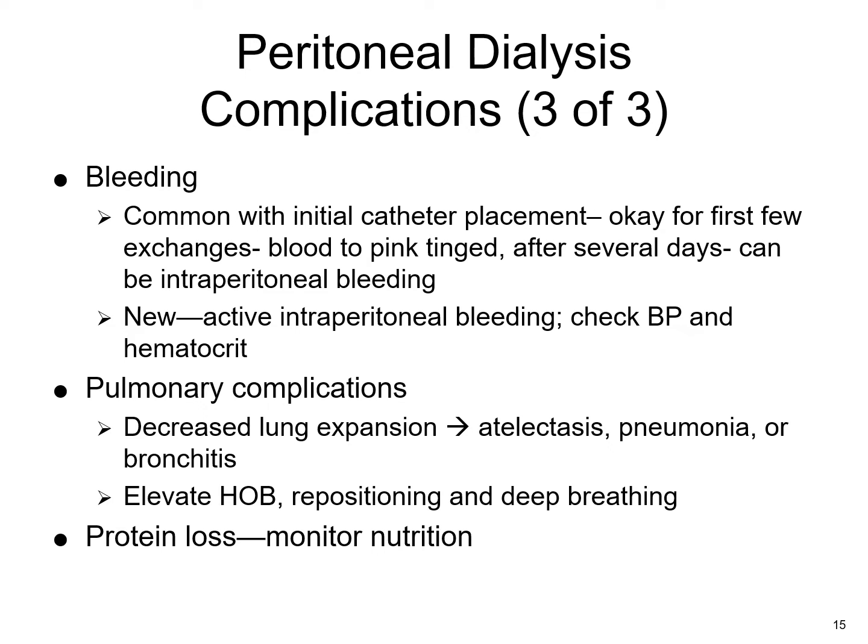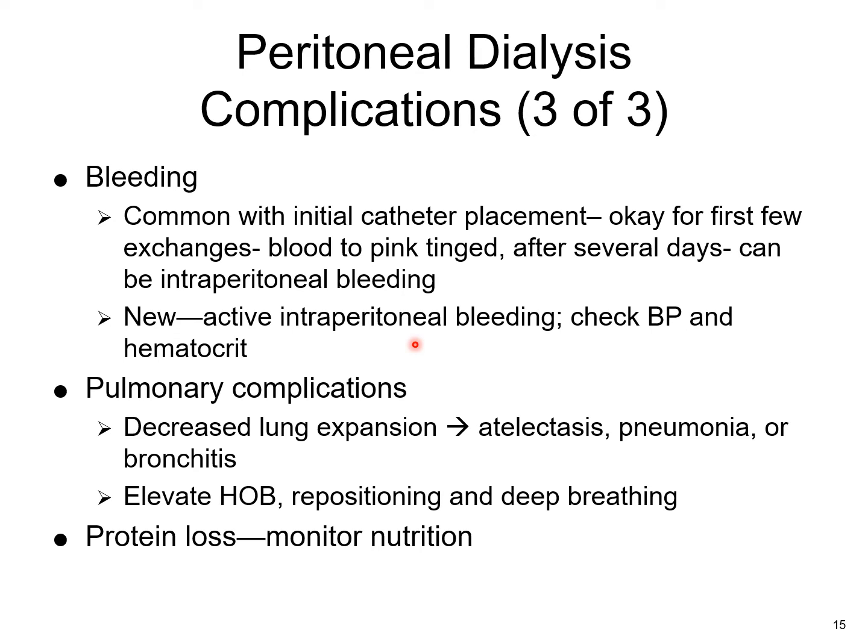Bleeding, I discussed a little bit earlier. So it's okay for the first few exchanges, blood to pink tinged. After several days it can be intraperitoneal bleeding. Especially if the patient has had the catheter for a while, and now all of a sudden there's new bleeding coming from nowhere, then you want to suspect that it's an intraperitoneal bleed. So you're checking blood pressure and hematocrit.